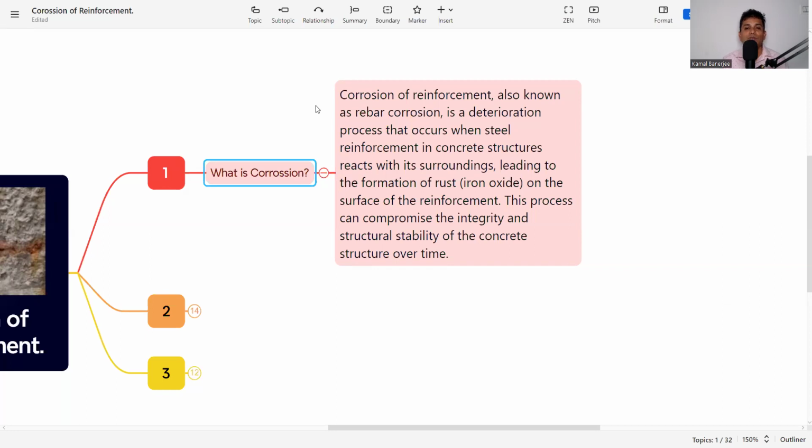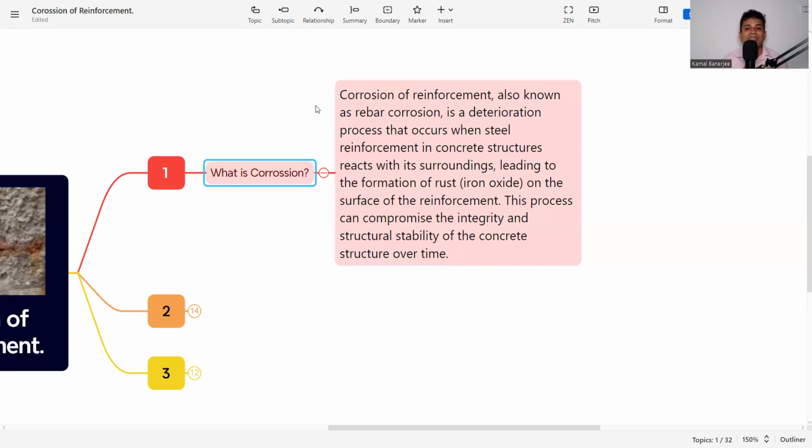So let's start with first, what is corrosion? Corrosion of reinforcement, also known as rebar corrosion, is a deterioration process that occurs when steel reinforcement in a concrete structure reacts with its surroundings. So if any chloride, sulfate ion, or carbon dioxide and moisture increase inside the concrete, it will start reacting with the reinforcement and eventually lead to the formation of rust, that is iron oxide, on the surface of the reinforcement. This process can compromise the integrity and structural stability of the concrete structure over time.